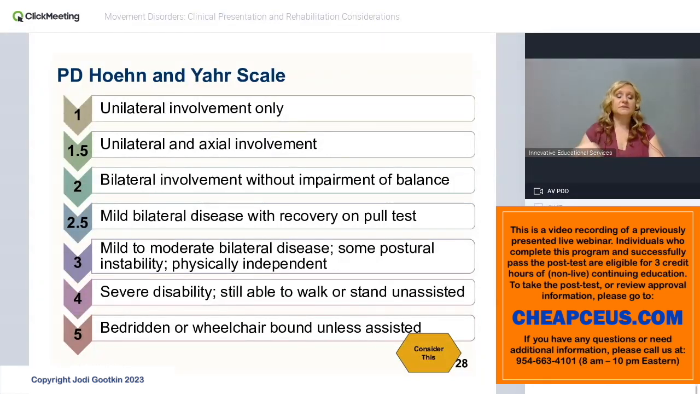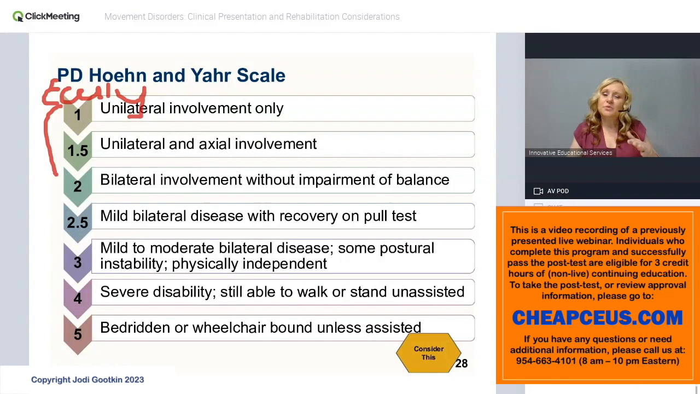What we're looking at is the current modified version. What it does is look at the movement disorder component for the patient to classify them in a stage of Parkinson's disease. An individual between 1 and 2 is going to be an early stage of Parkinson's disease. That may be the individual who at a level 1.5, maybe they're starting to show some trunk rigidity. At a level 2, they have a little bit of gait impairment that's obvious.